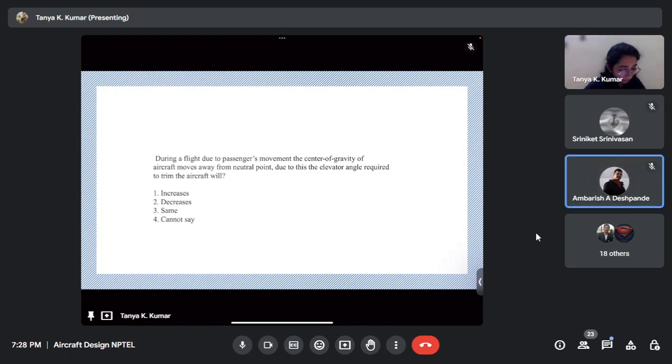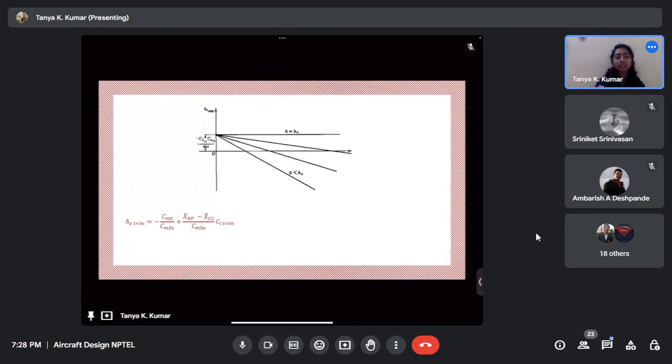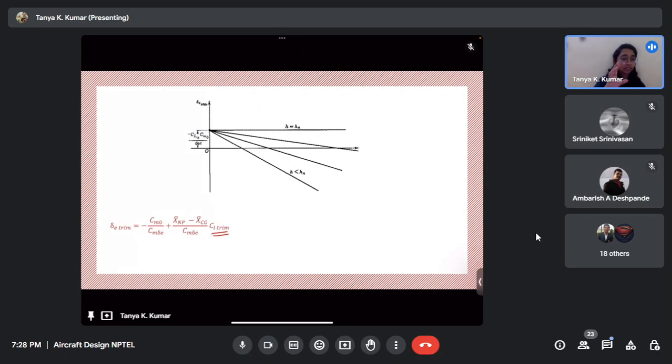Okay, so we'll go through some of the basic longitudinal stability that we had seen in that slide. So now here, one of the equations that we know is this delta E trim. That is the elevator deflection required to trim the aircraft at any CL. So you want to trim at 0.6 CL, plug in 0.6 CL into this equation, and then you get how much elevator you should deflect. So this is the equation that gives you how much elevator to deflect to trim at different CLs.